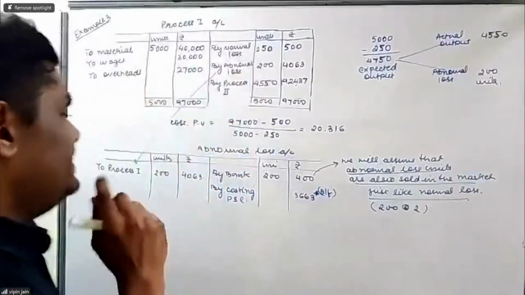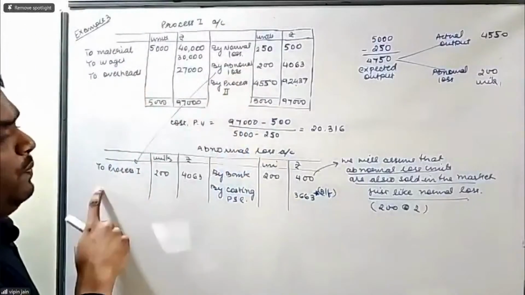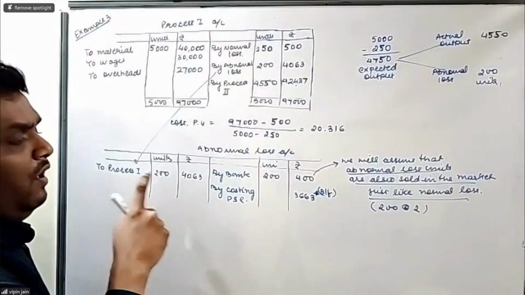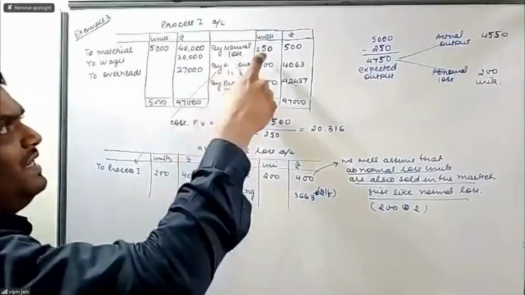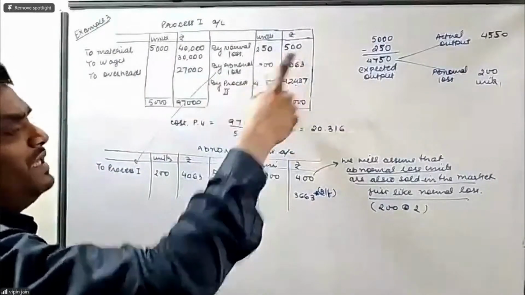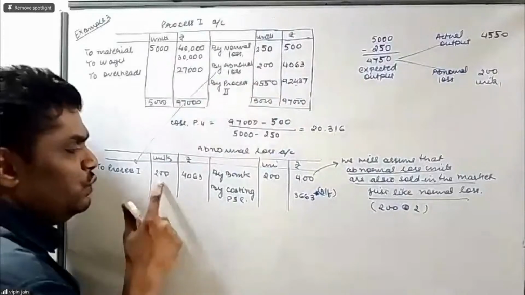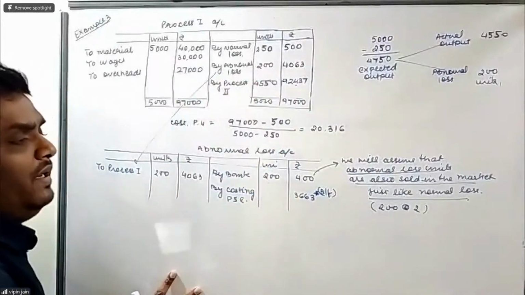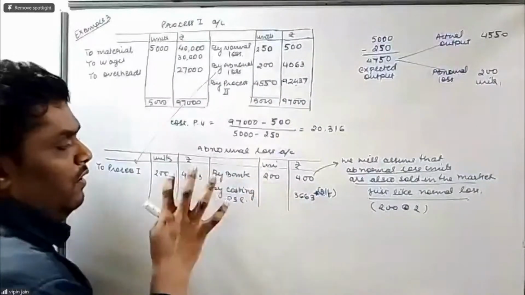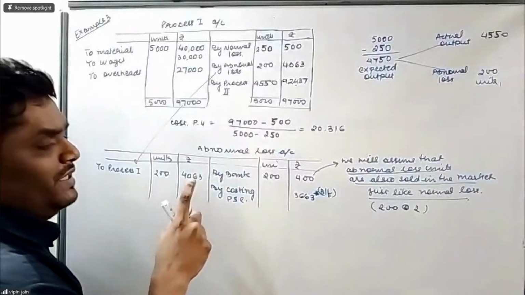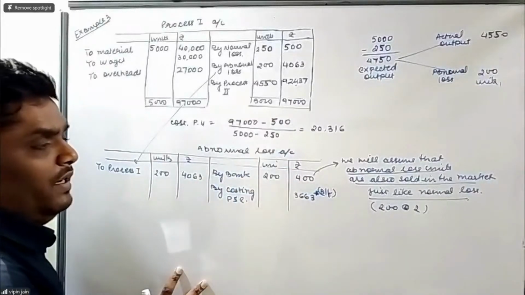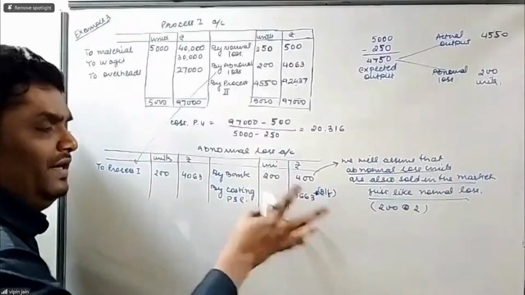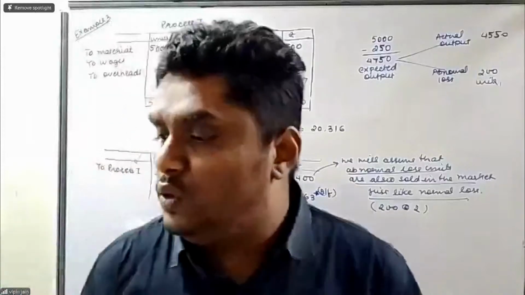So Manvi, very simple, my dear. To process first. Now we will assume that just like these 250 units are sold in the market, these 200 units are also sold in the market. So even though the cost is 4,063, we are realizing only 400. So the balance amount will be treated as loss and that will be transferred to costing P&L.